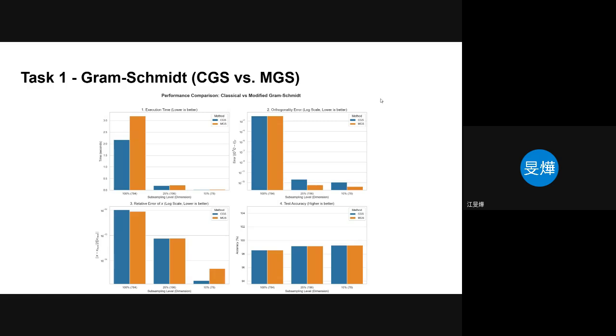So in summary, the modified Gram-Schmidt trades a little bit of computational speed for better numerical stability, and aggressive subsampling remains the best strategy to boost both efficiency and accuracy. Okay, next page.